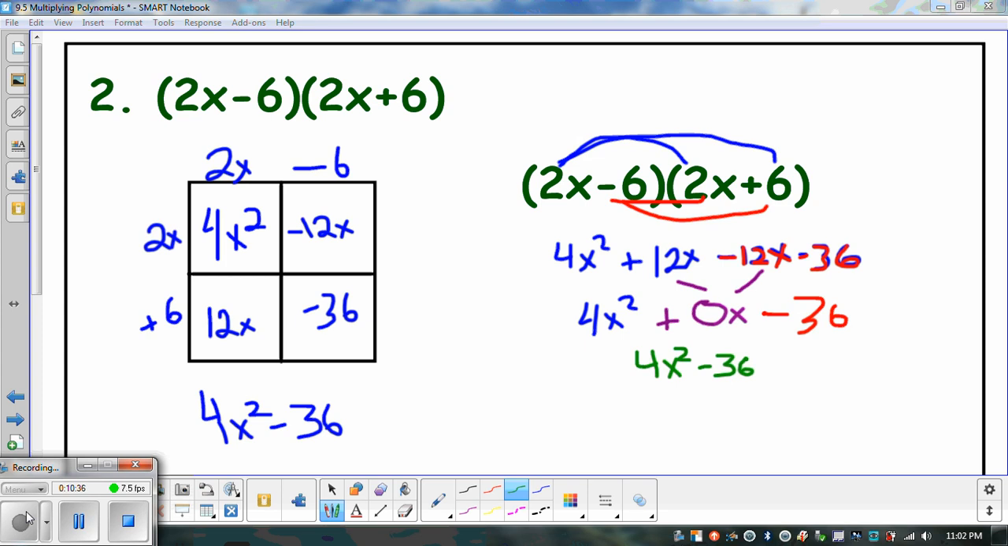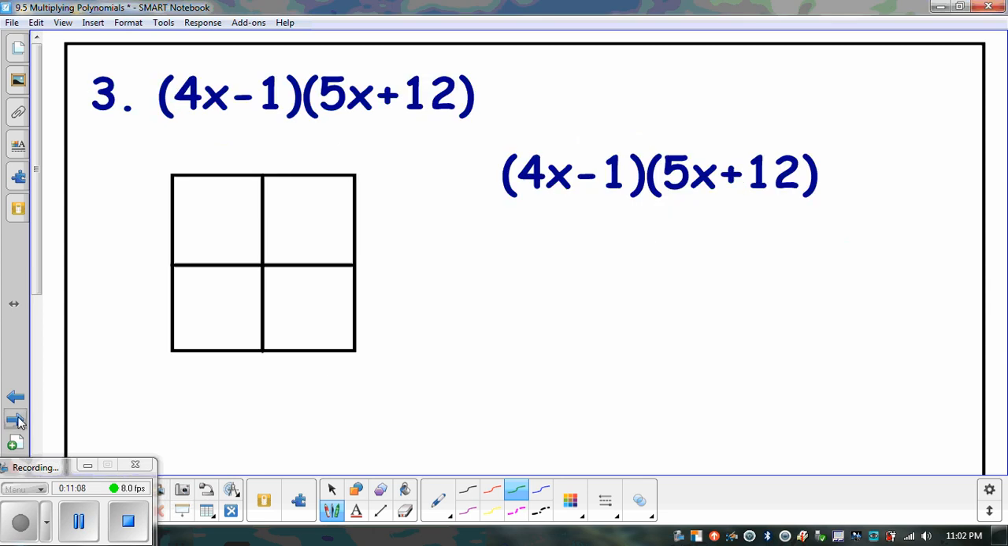So how did you do? Were you able to come up with 4x squared minus 36? Notice the positive 12x and the minus 12x equals 0 if you add them together, so there's no need to write them down here. The same thing occurred here. We had 12x minus 12x, which was 0x. No need to write it down. Our final solution was 4x squared minus 36. So how comfortable are you feeling with the method you have chosen?